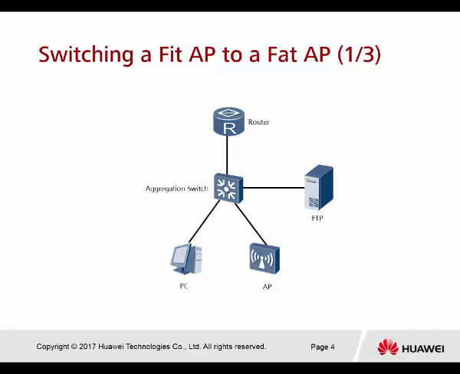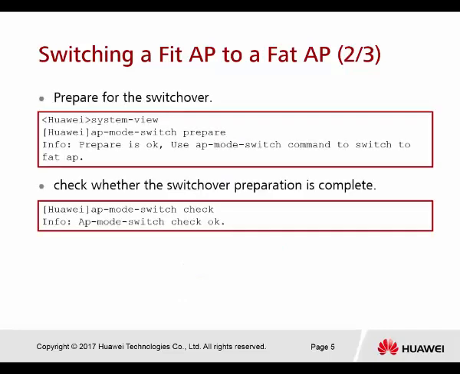So right now this connection topology is very simple. They only have one switch in the middle, and a lot of PCs are connected to the aggregation switch, and they just require one AP. For this kind of network connection, it doesn't require the controller. When we want to swap the AP mode, you can telnet or console to the AP and enter the system view. First, we use the command ap-mode switch prepare.